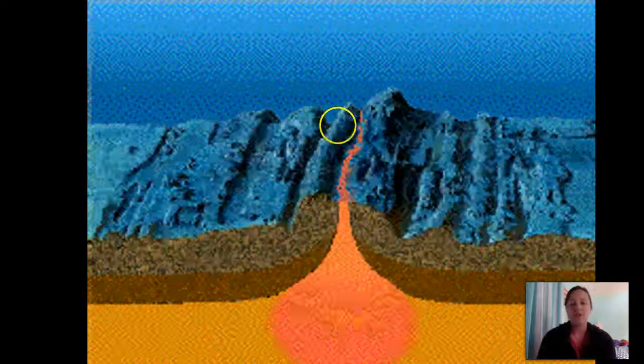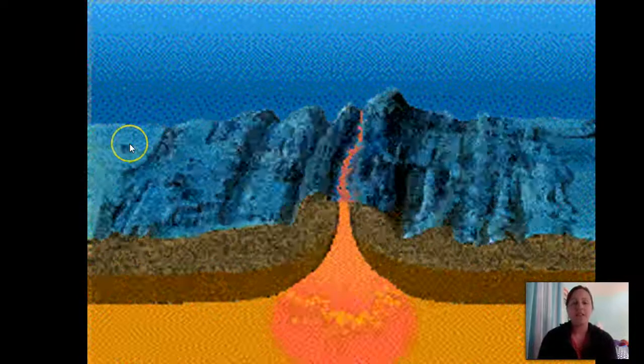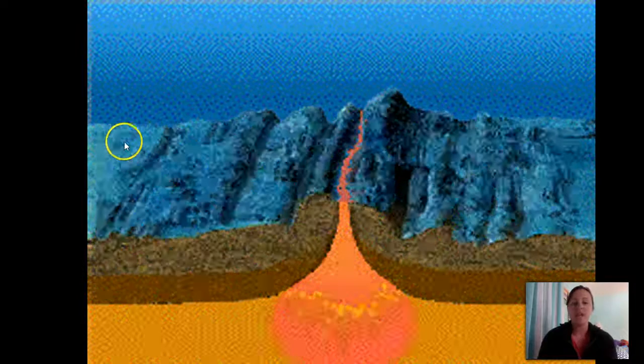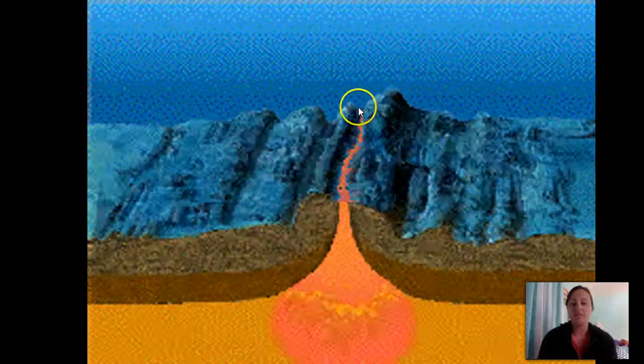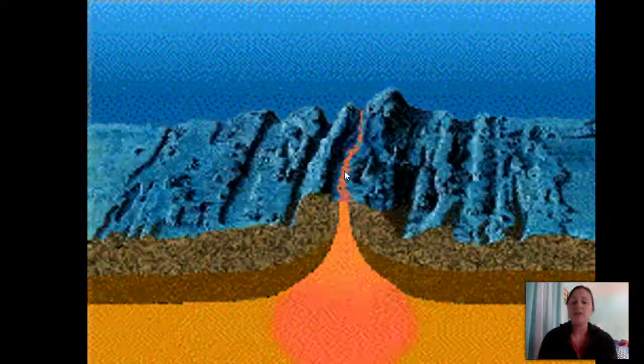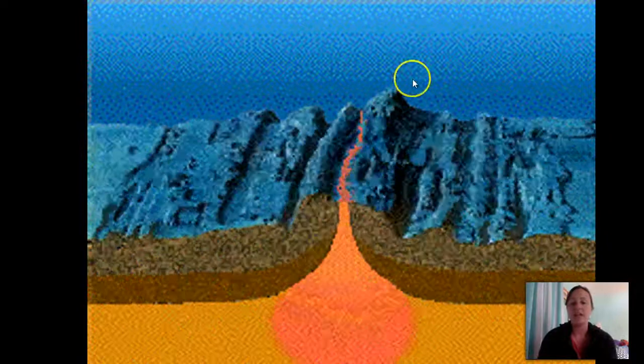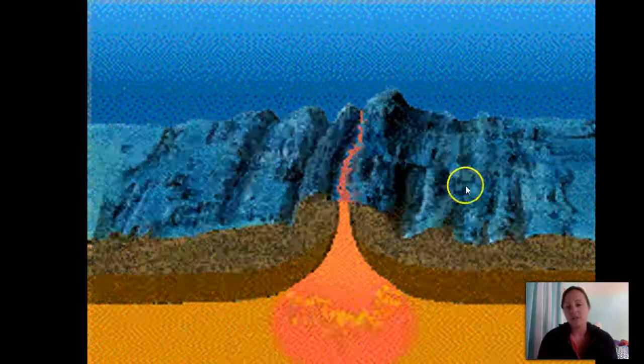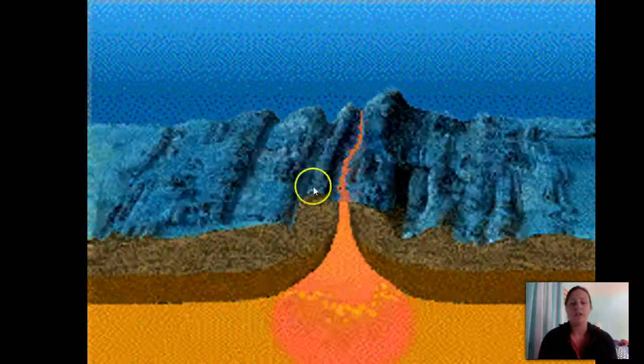So as you go from either side of these ridges, the older rocks are on the outside of the ridges, and the younger rock is right here at the ridges. And you see there is a pattern in age from this side to this side, as it gets older as you go out from either direction.